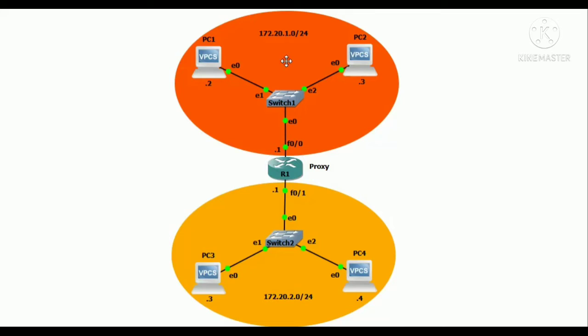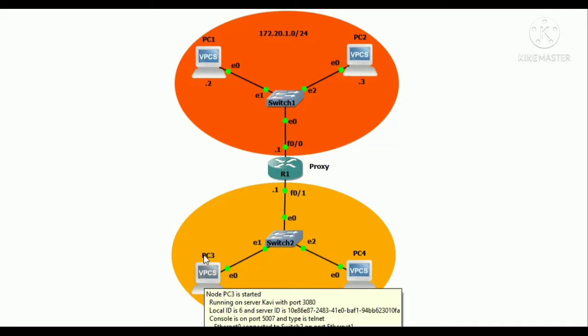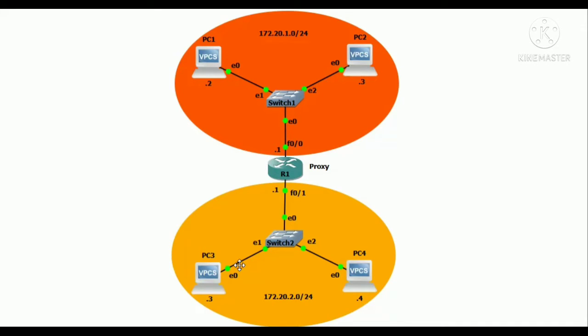In one network we have PC1 and PC2. In two network we have PC3 and PC4. So the router 1 is going to be our proxy server. In traditional ARP, PC3 will send an ARP request for PC4 or the default gateway, but it will not send any ARP request for PC1 and PC2 because they belong to different subnets.